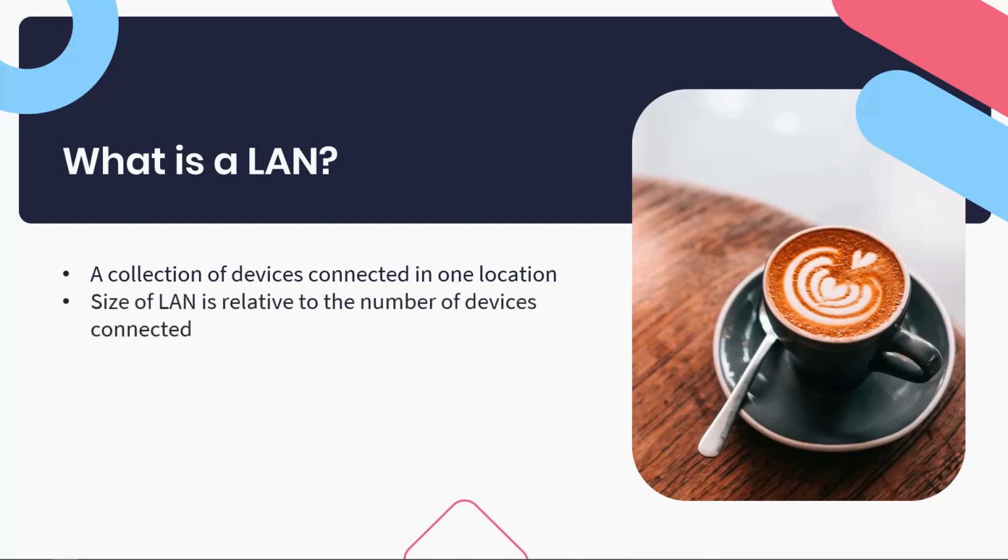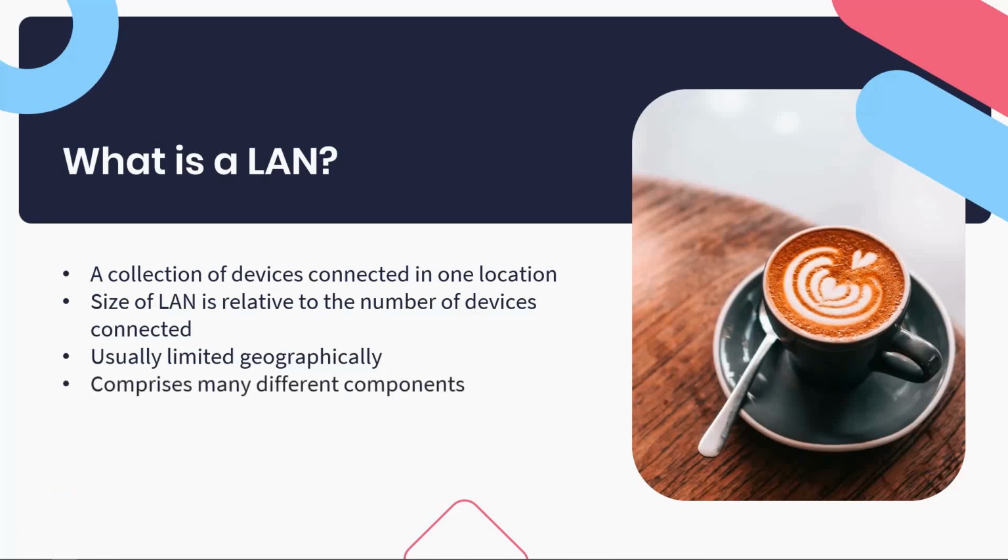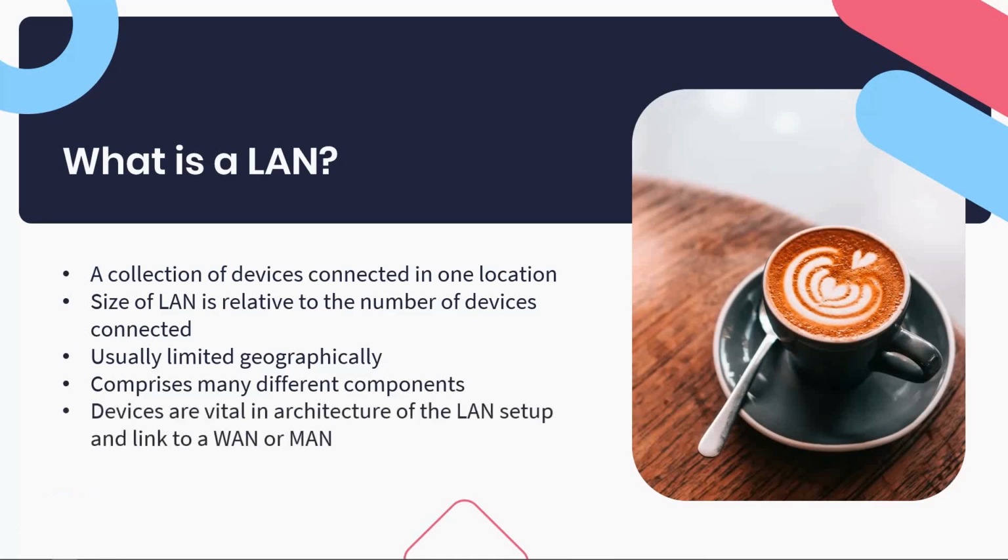The size of a LAN is relative to the number of devices that are connected in the network. A LAN is usually limited geographically, but can be connected to a larger geographical area with a WAN or MAN. We'll talk about WANs next in this lesson, and MAN is the abbreviation for metropolitan area network. LANs comprise many different components that aid the connection, such as cables, access points, switches, etc. These devices are vital in the architecture of the LAN setup and the link to a WAN or MAN.